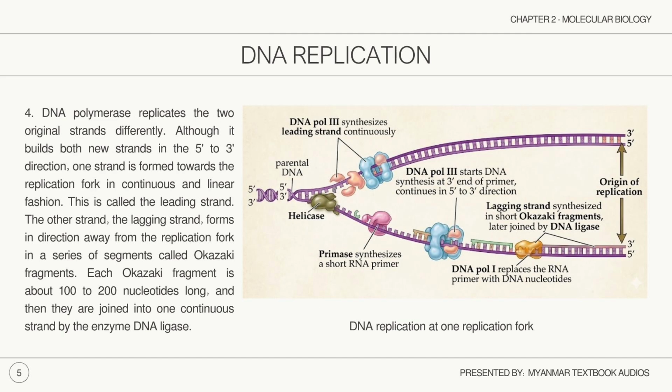4. DNA polymerase replicates the two original strands differently. Although it builds both new strands in the 5' to 3' direction, one strand is formed towards the replication fork in a continuous and linear fashion. This is called the leading strand. The other strand, the lagging strand, forms in a direction away from the replication fork in a series of segments called Okazaki fragments. Each Okazaki fragment is about 100 to 200 nucleotides long, and then they are joined into one continuous strand by the enzyme DNA ligase.